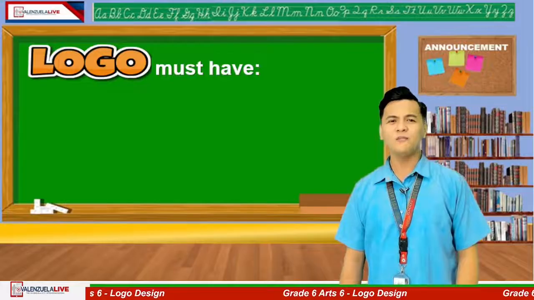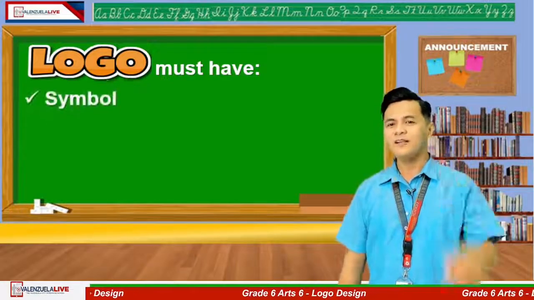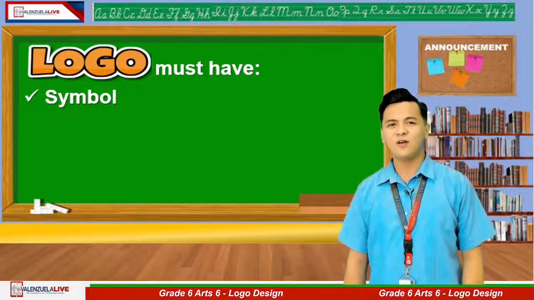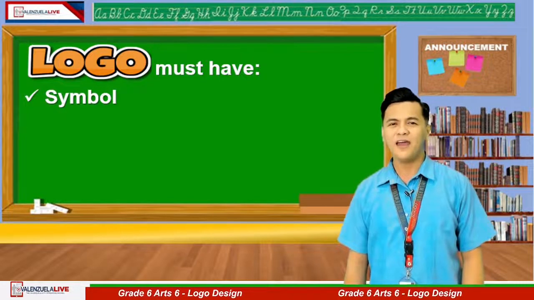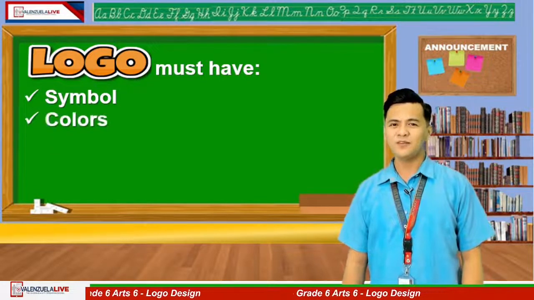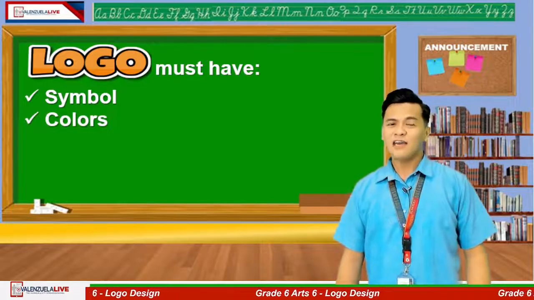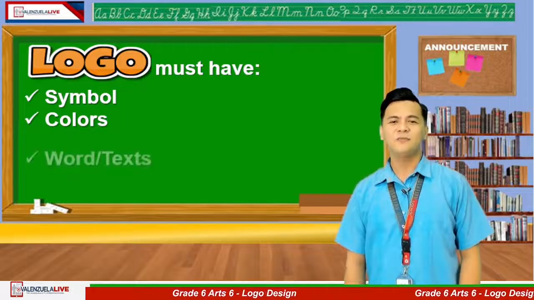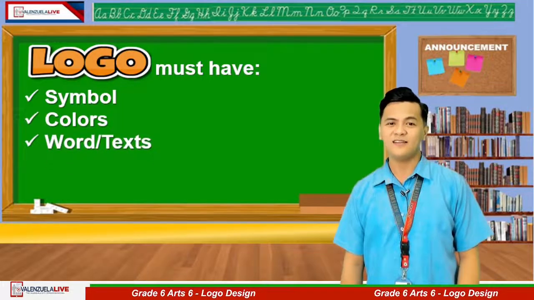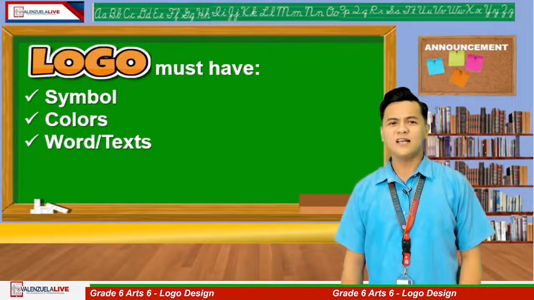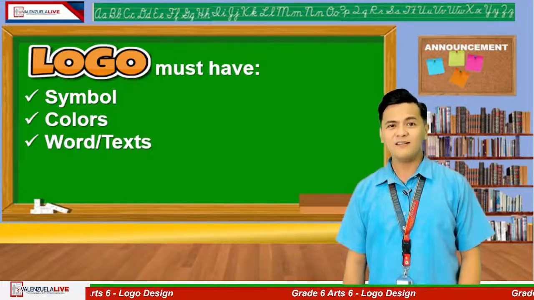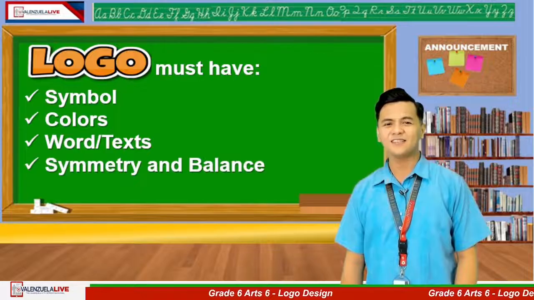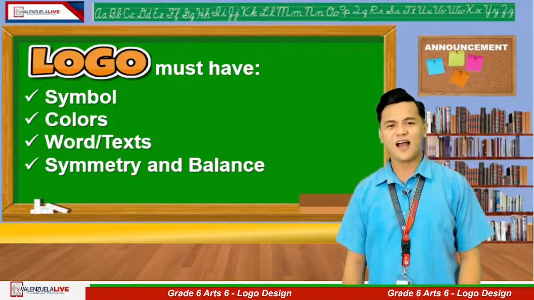A logo must have, number one, a symbol. A symbol brings awareness of the product or services offered by a company. Number two, colors. They create varied emotions in the customers. Number three, we have words and text. This is for the logo to be easily remembered. We also have symmetry and balance that make it unique to the eye of the viewer.